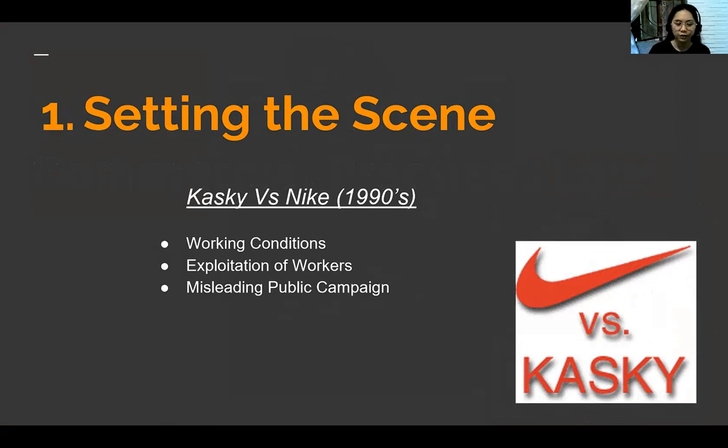The very famous example of this one is the Kasky versus Nike issue that was happening in the 1990s. What happened was there was a public outcry with regards to the working conditions of the foreign suppliers' factories, and then after that, Nike made a public statement with regards to that issue that they are now working on improving the working conditions. However, after the investigations made by the critics, they found out that there was no improvement made and there were no changes.